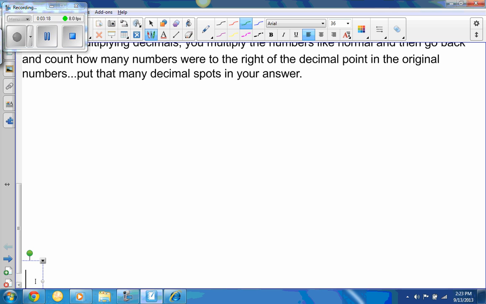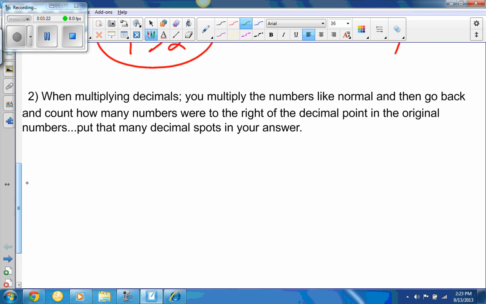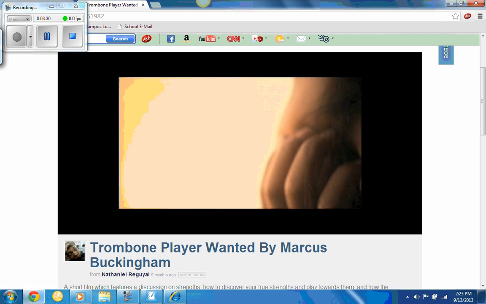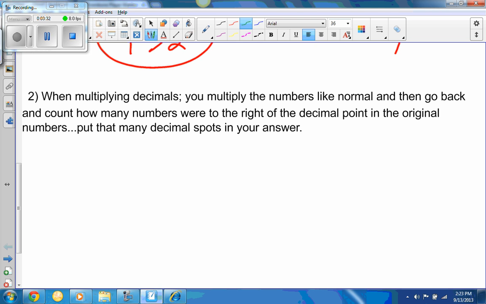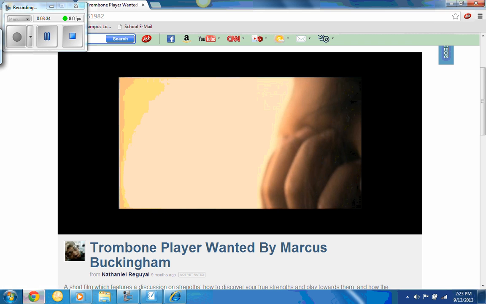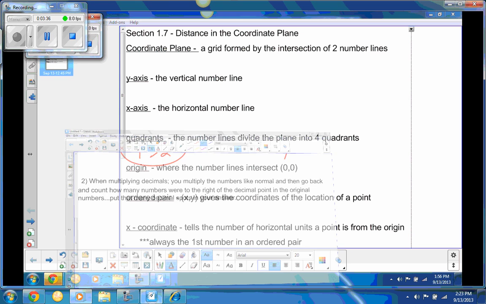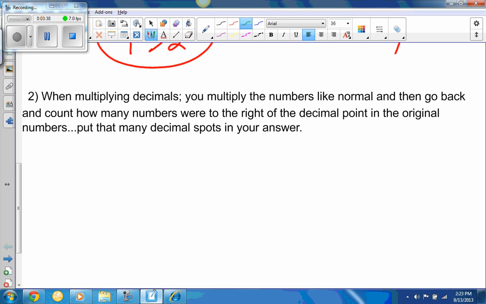So the second part of our lesson is going to be on decimals. So when you multiply decimals, you multiply the numbers like normal, and then you're going to go back and count how many numbers were to the right of the decimal in the original numbers, and then you are going to put that many number of decimal spots in your answer.